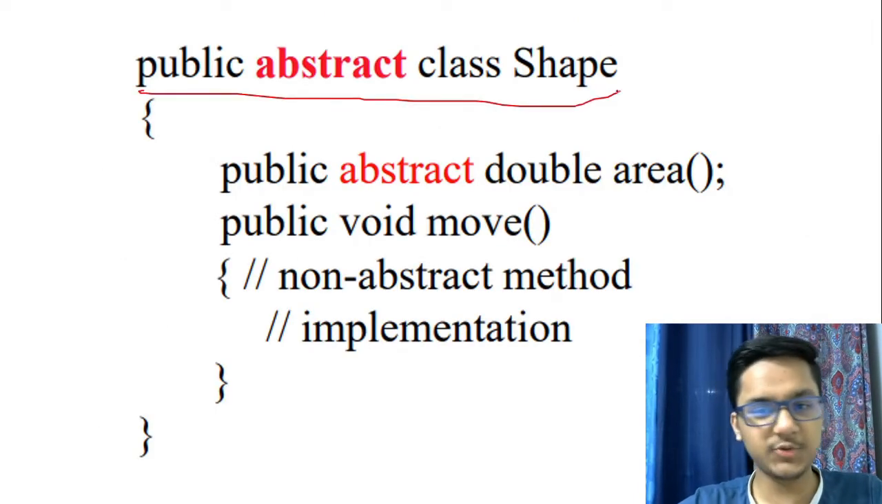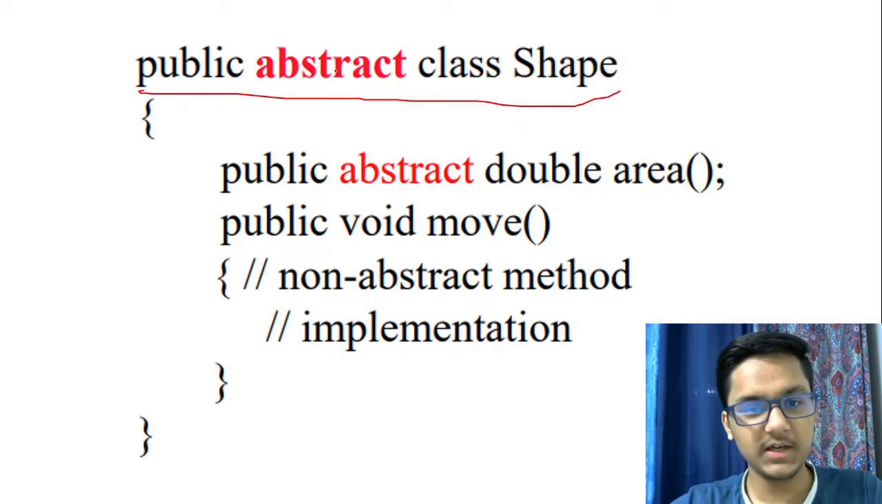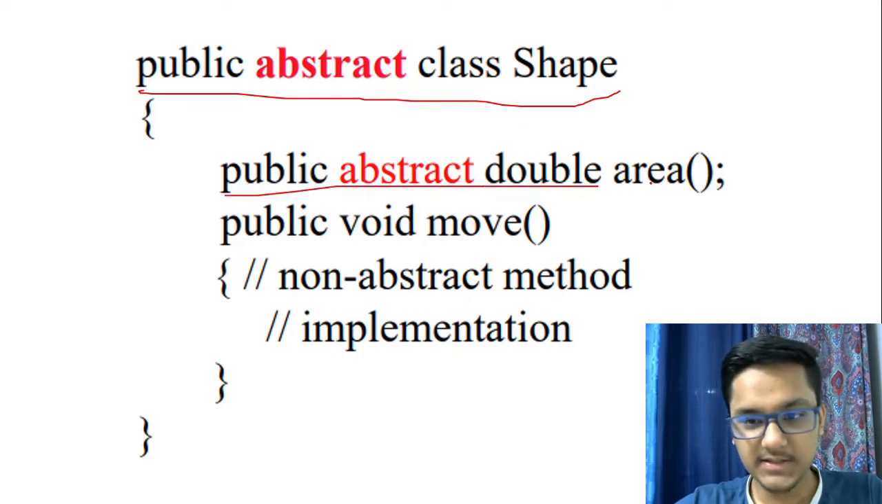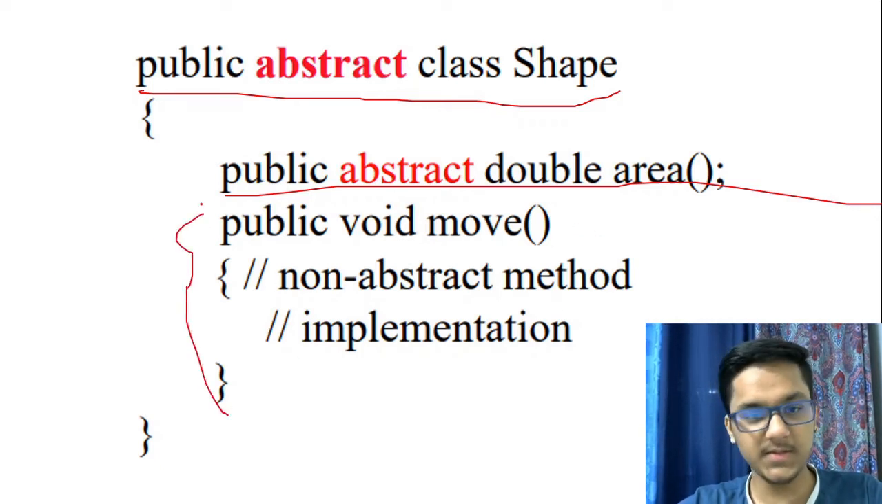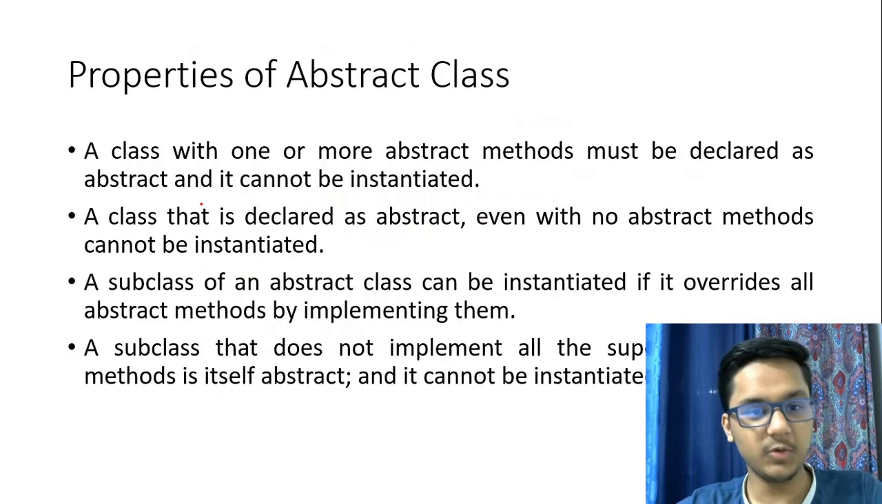So you can see we have an abstract class over here, public abstract class. You have to put this abstract keyword, and this has an abstract method. So you can see it has a semicolon and no body, and this is a non-abstract method. This has no semicolon and this has a body. So this is how an abstract thing works.